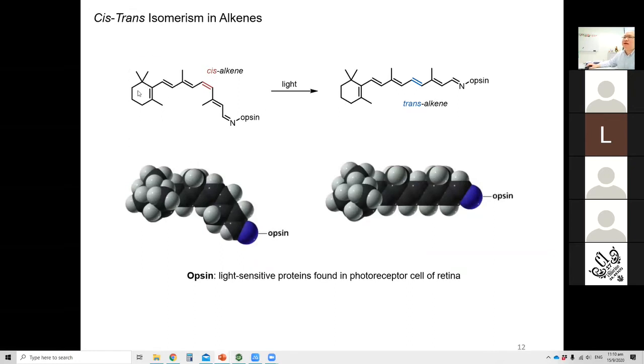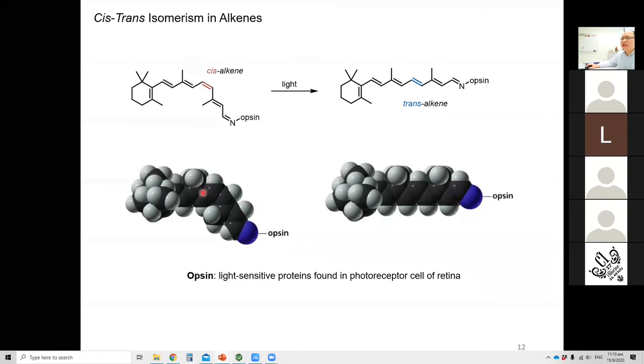this conjugated chain. This opsin is a protein found in the photoreceptive cells of the retina in your eyes, and it has a cis double bond here. Then when the light shines on this double bond, the pi bond breaks and it goes to another shape. So this is the cis configuration of your alkene. Then when it sees light, it becomes straight.